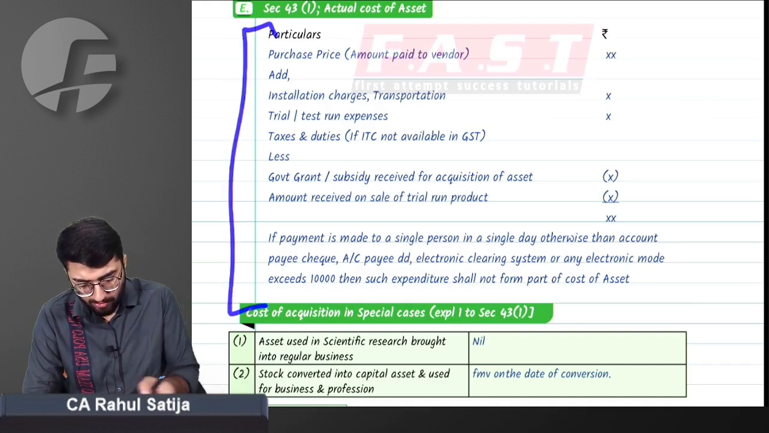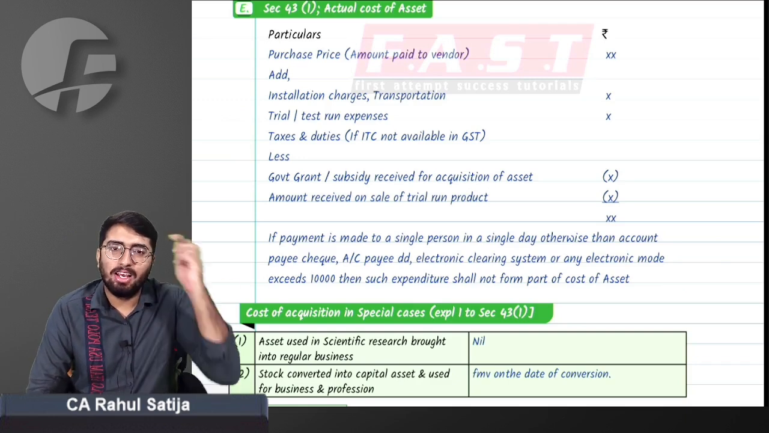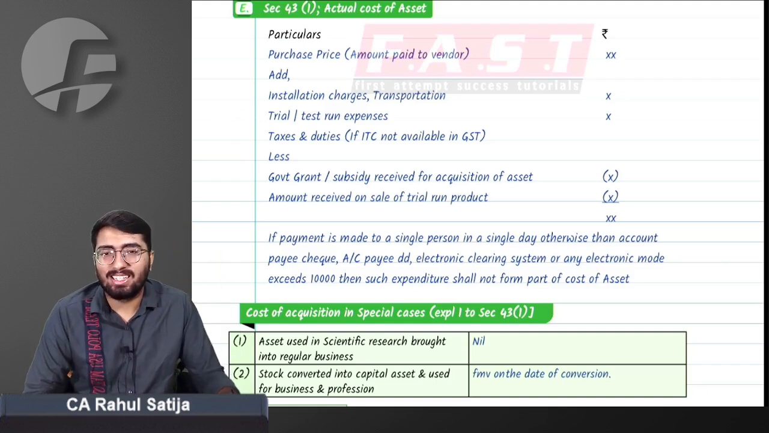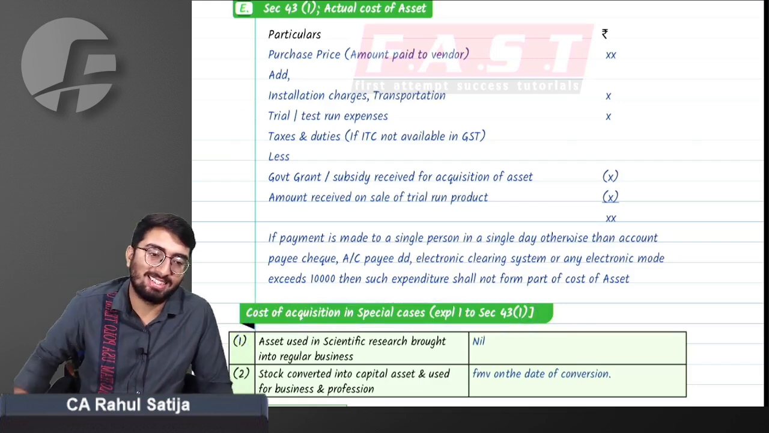This was cost of acquisition in special cases. People tend to use their brain too much to increase this cost of acquisition so that higher depreciation can be claimed and lower taxes can be paid. For that matter, we have to study cost of acquisition in special cases.